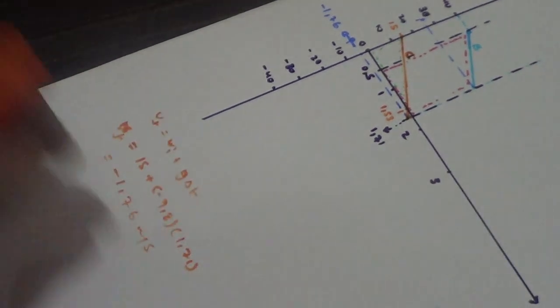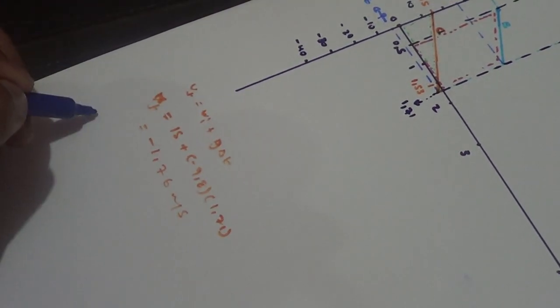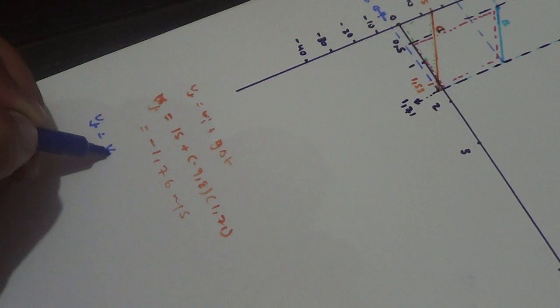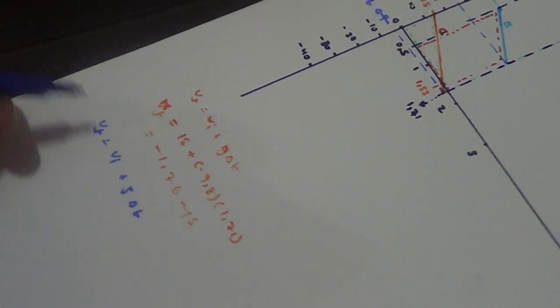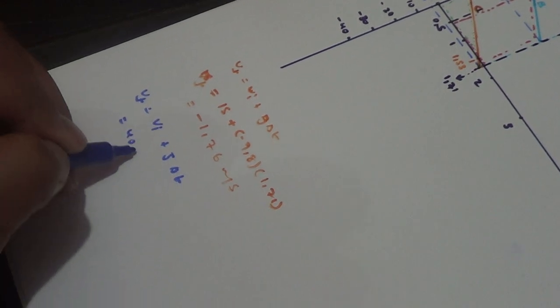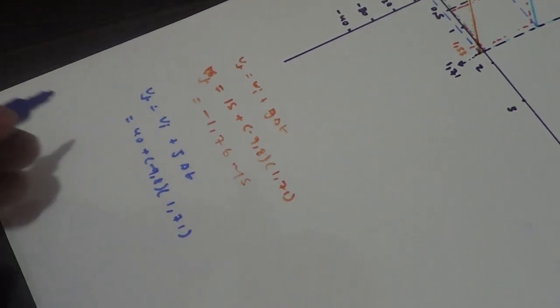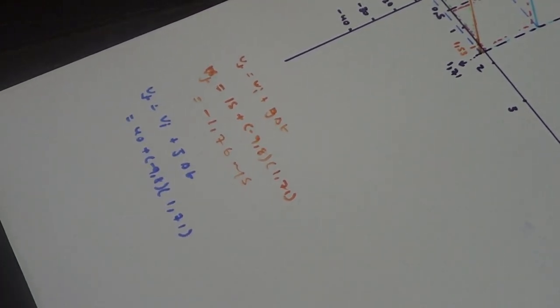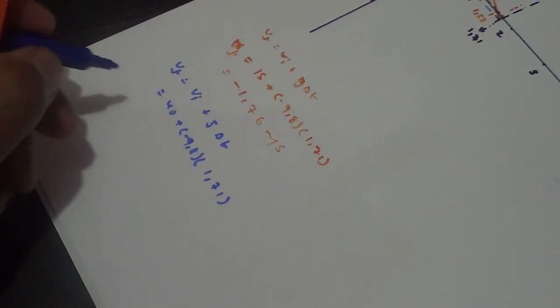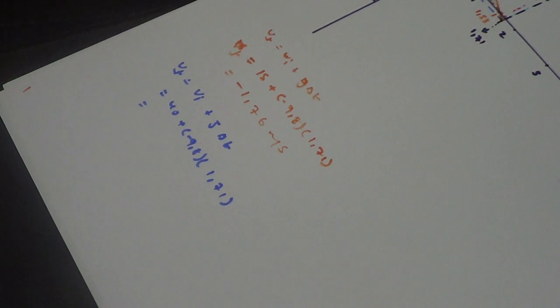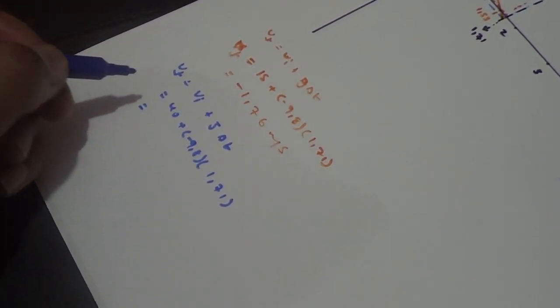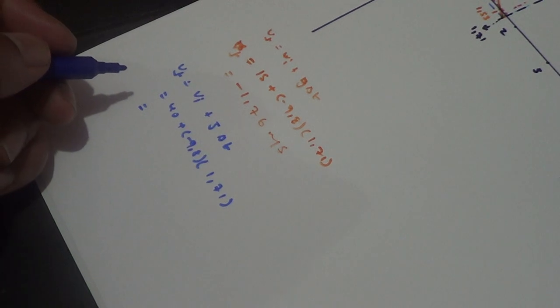So let's work out what is that one for this other guy. So let's use this color: V final equals V initial plus g delta t, where V initial was 40 plus minus 9.8 into 1.71, which is the time it took for them to hit each other. This is going to be equal to, I don't think time is going to be on my side, but let's do it anyway. So I have 40 plus minus 9.8 times 1.71.